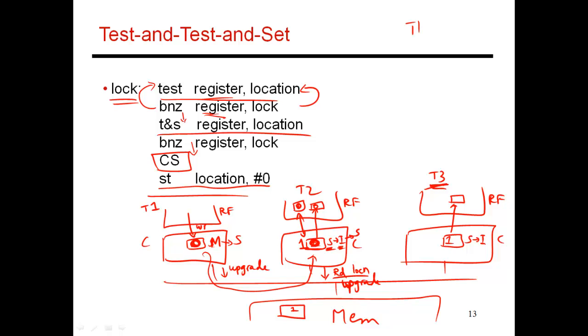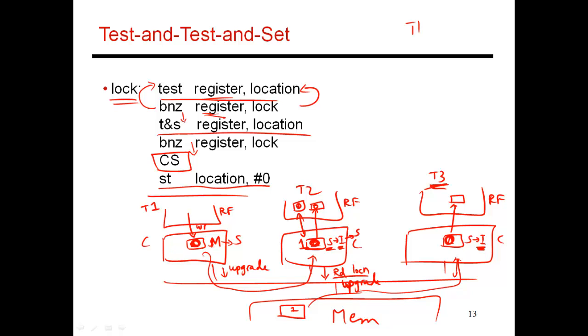So T3 was perhaps one step behind T2. When it discovered its block in invalid state, and when it tried to do the test, it said, well, I need to first get the block with read permissions, right? So it placed the request in the bus, got the latest value either from memory, and then it saw that, oh, this is a 0 as well.